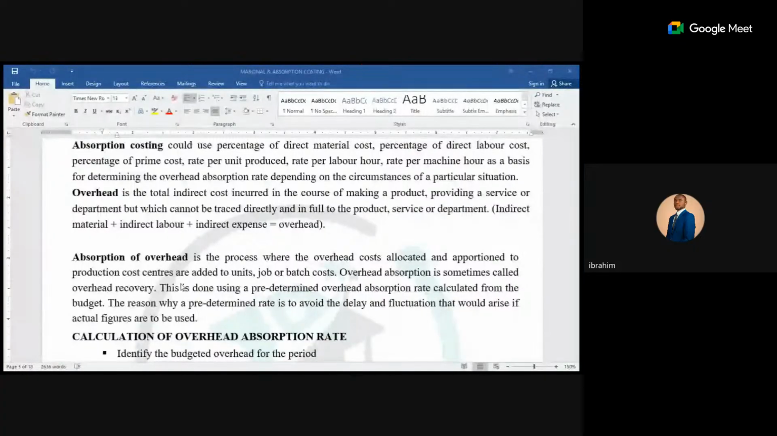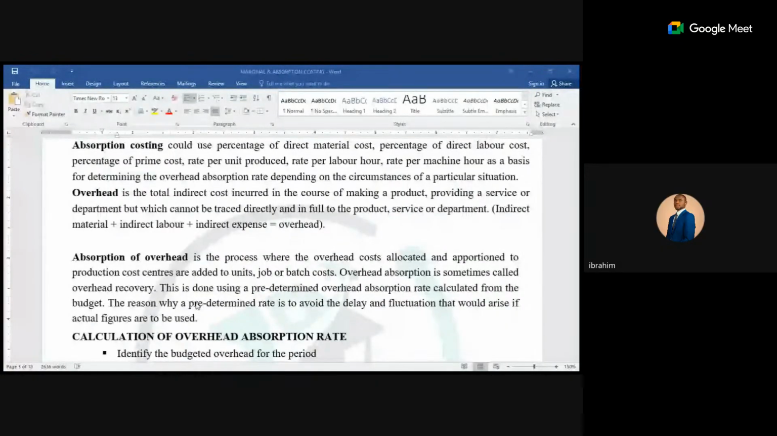It is calculated from the budgeted figures. Of course, all your overhead costs are based on the budgeted. Overhead costs are costs that cannot be traced. They are more or less like a fixed cost, and a fixed cost does not change according to what you produce. It is based on your budget. The reason for a predetermined rate is to avoid the delay and fluctuation that would arise if actual figures were used.